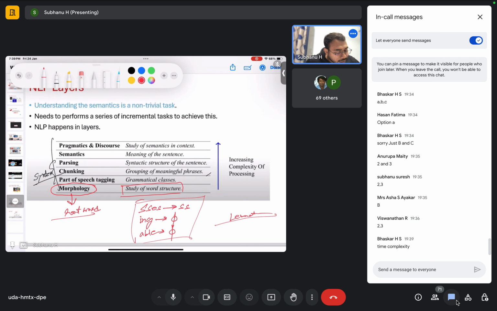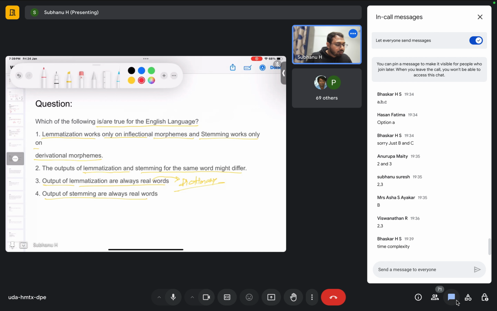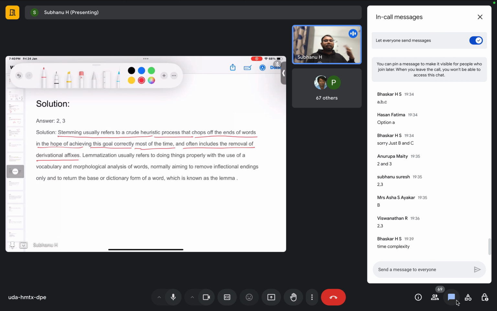So that's why stemming came into the picture, even though it has not come from the actual word. Stemming usually refers to a crude heuristic process that chops off the end of the word. I gave you the example. It chops off the end of the word in the hope of achieving this goal correctly most of the time, and often includes the removal of derivational affixes. Affix means a prefix or suffix.